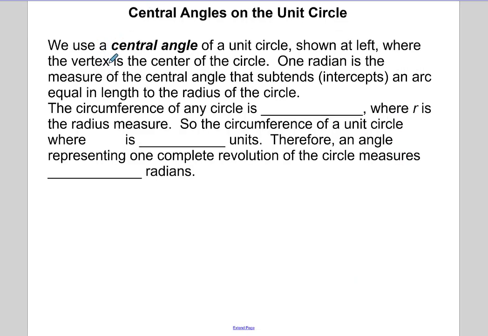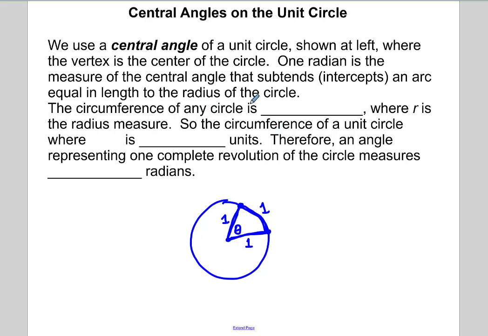We use a central angle for the unit circle, which was what was shown in that previous picture. The vertex is at the center. 1 radian is the measure of the central angle, which subtends or intercepts an arc, and that's what the drawing was showing. So the central angle, this is 1 radian, this is 1 unit, this is 1 unit. This arc from here to here, if you had a piece of string, that string is the same measurement as this radius or this radius. So this angle here is 1 radian.